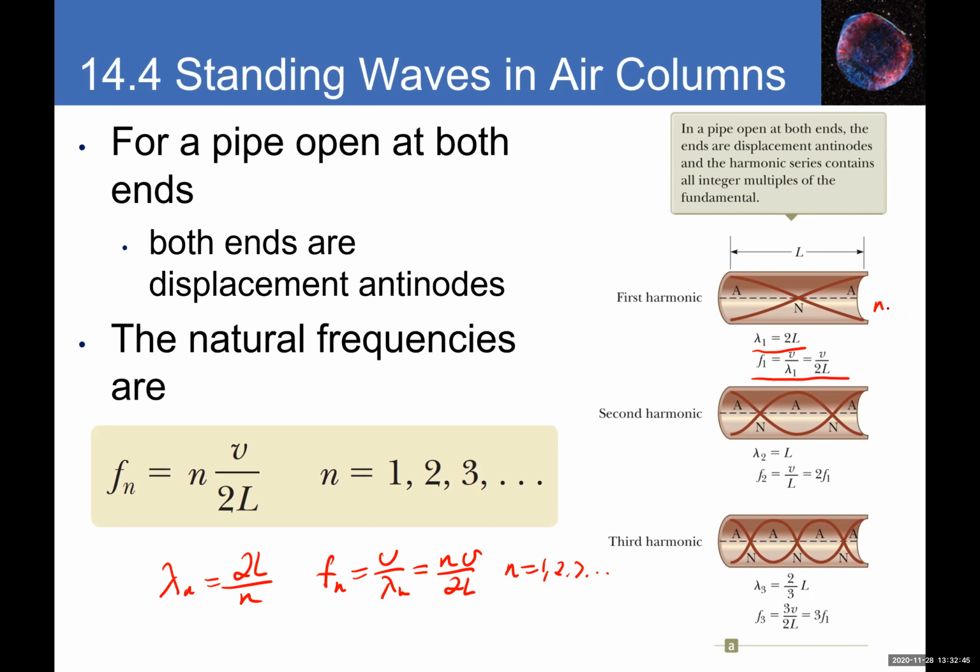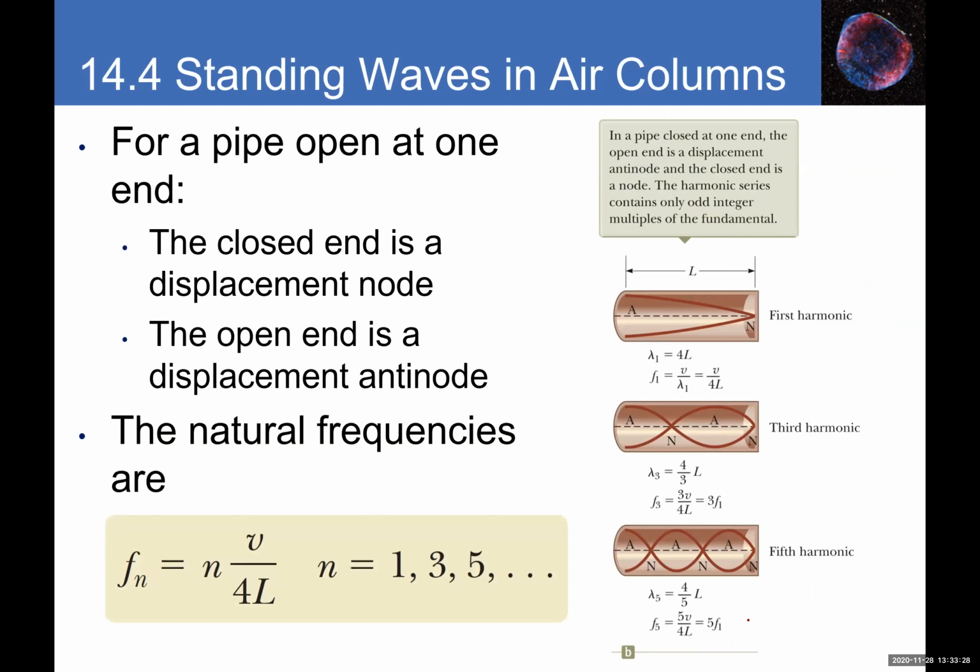So this is your n equals 1, in this case corresponding to the number of nodes. Since it's open at both ends, at both ends you have to have an antinode rather than a node. So it's kind of a reverse of what we have for the standing waves on a string. This is n equals 2, this is n equals 3, and we get exactly the same thing: f2 equals 2 times f1, f3 equals 3 times f1, and so on. So other than the shapes inside, we are getting pretty much the same thing.